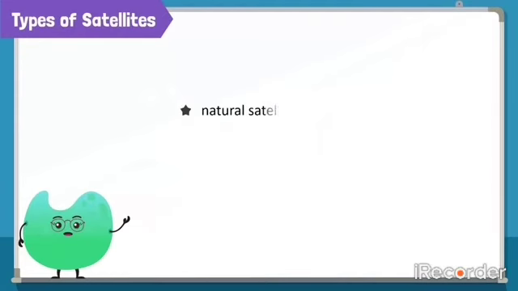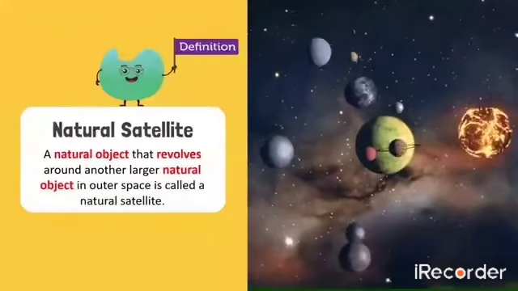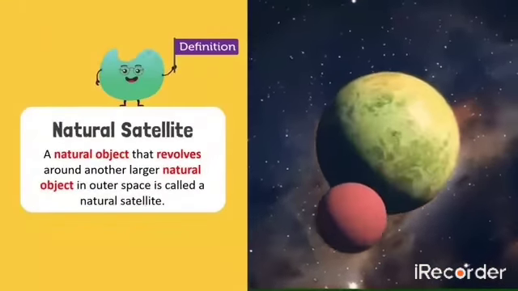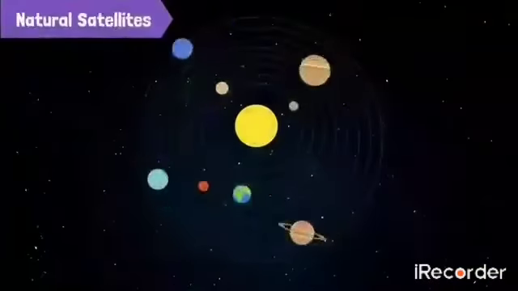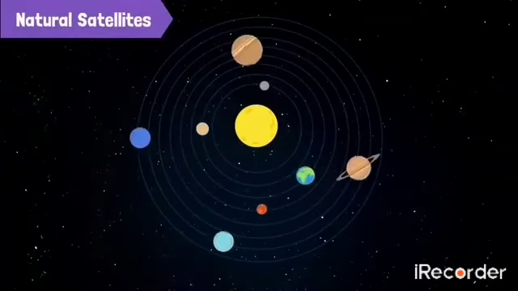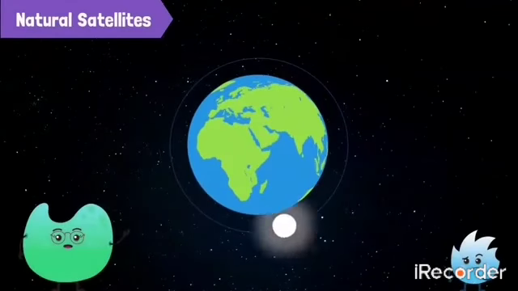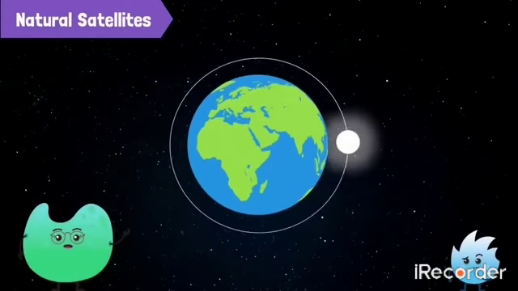Satellites are of two types: natural satellites and artificial satellites. A natural object that revolves around another larger natural object in outer space is called a natural satellite. For example, the planets are natural satellites that revolve around the sun. The Earth's moon is also a natural satellite. It revolves in its fixed orbit around the Earth.